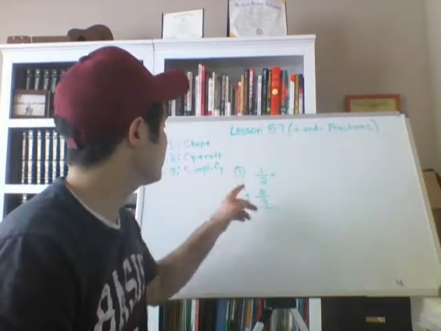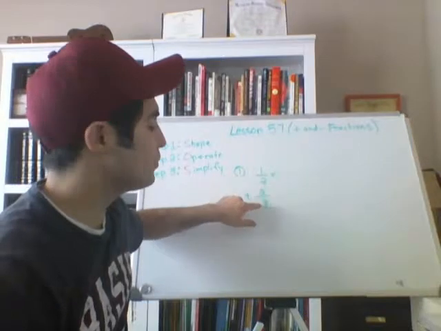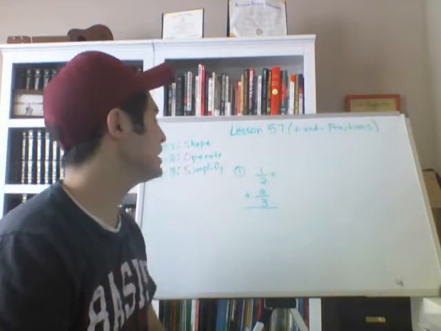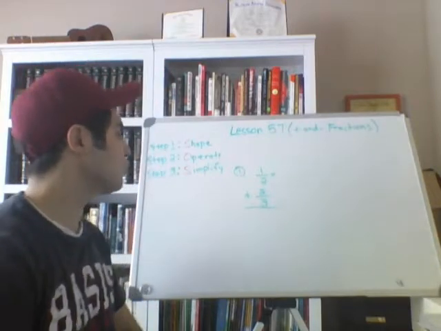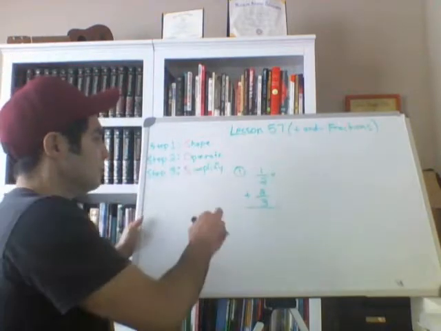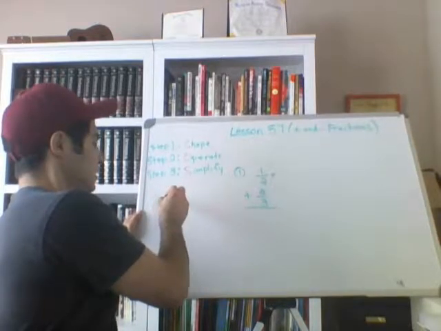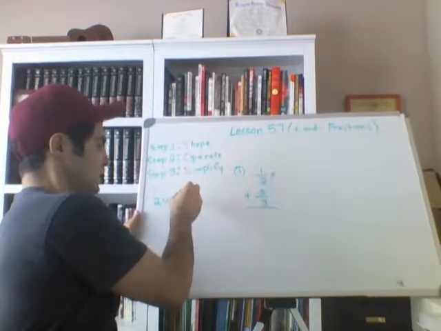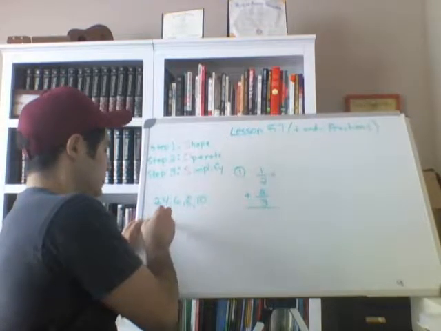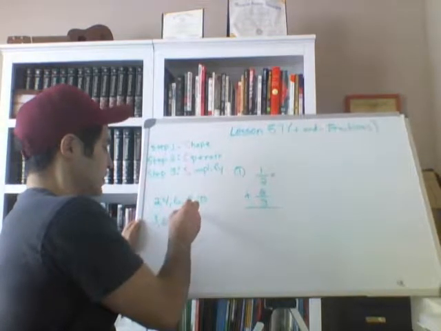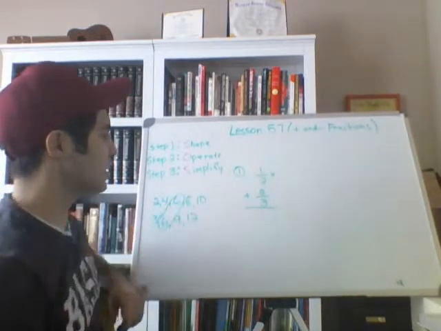Okay, our very first one is going to be 1/2 plus 2/3. And you know that halves and thirds can't be added together because they do not have common denominators. They have different numbers in the denominator. So we are going to shape it. First thing you have to do when you're shaping is find common multiples. Multiples of 2: 2, 4, 6, 8, 10. Multiples of 3: 3, 6, 9, 12. 6 is our common multiple.